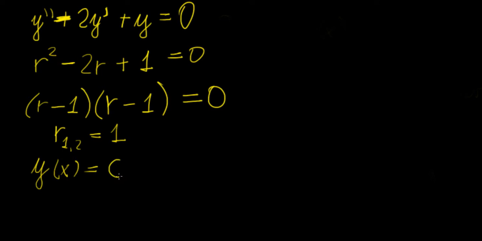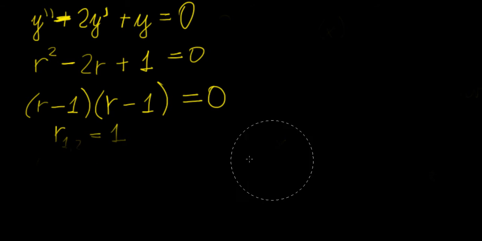y of x equals c1 e to the power of x plus c2 x e to the power of x. Because remember that when we have equal and real roots, we need to add that x term so that both solutions are different.